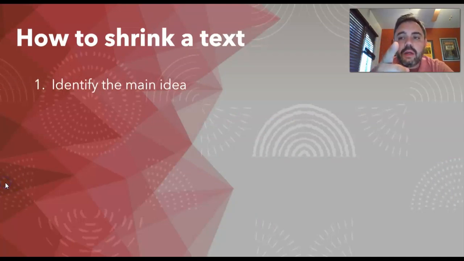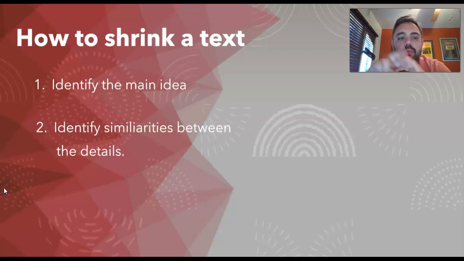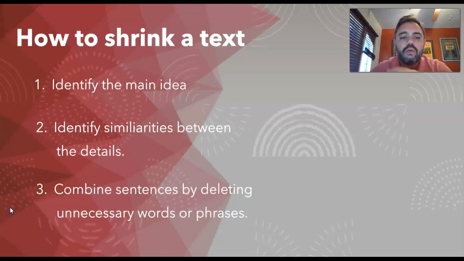Step number 1, identify the main idea. Well, step number 1 is actually just read the text, but I think you guys got that. All right. So after we read the text, step number 1, identify the main idea. Remember, it's what the author wants us to learn, not just what the selection is about. Step number 2, identify similarity between the details. Are all the details about buying something? Are they about reducing waste? Are they about how you can reuse something? Just as an example. Number 3, we're going to combine sentences by deleting unnecessary words or phrases.